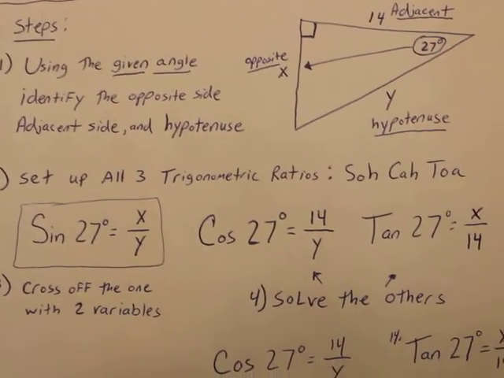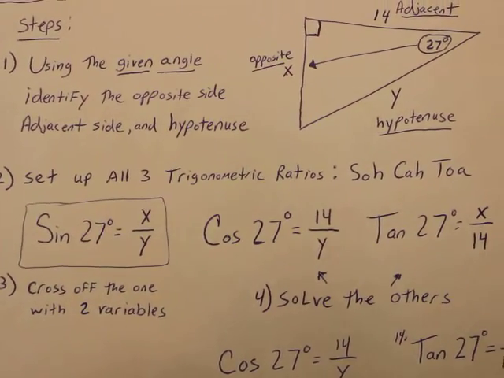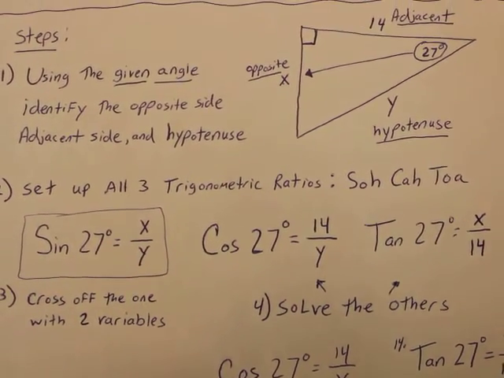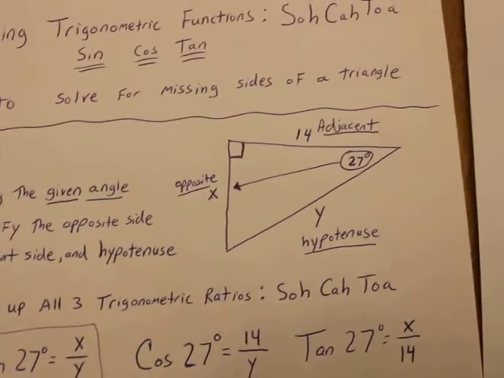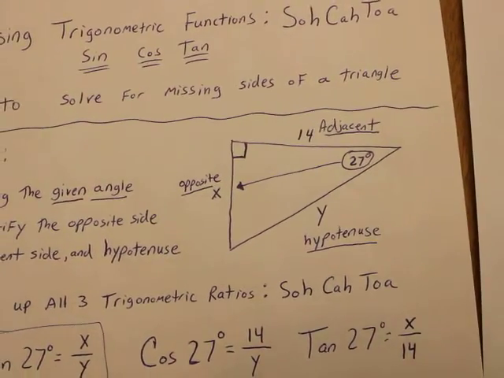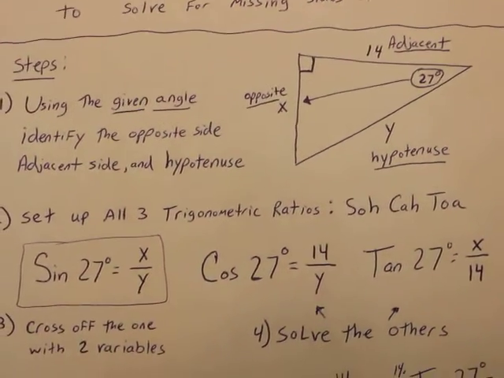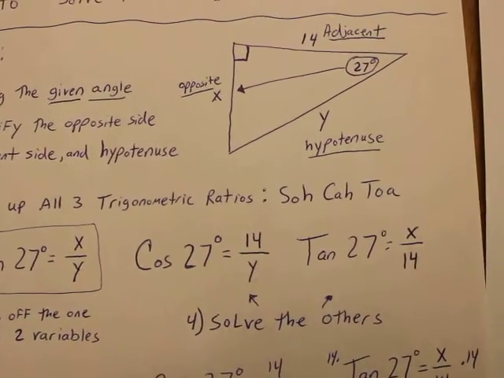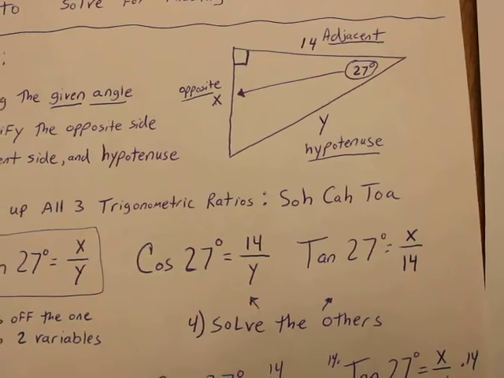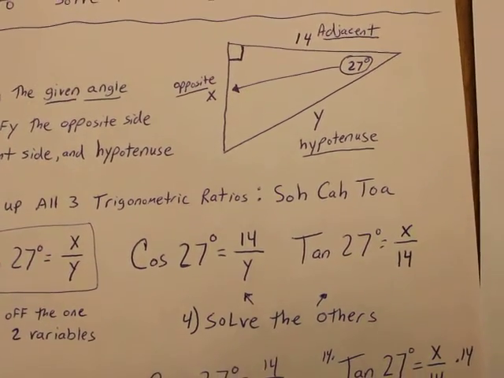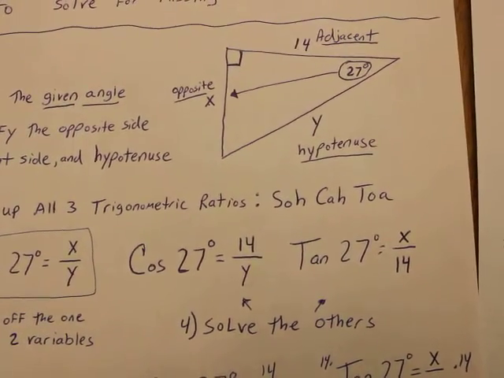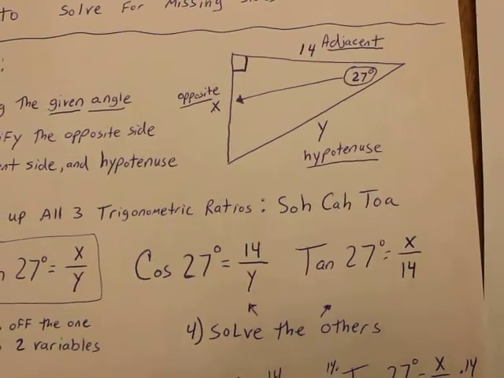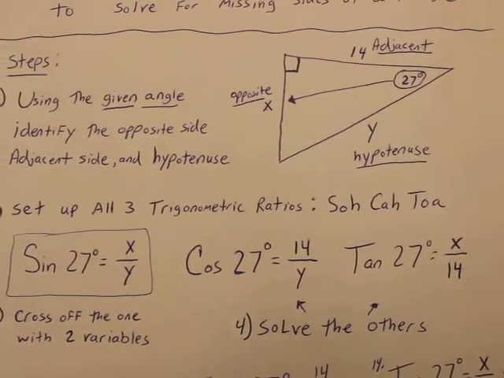Then you're going to set up the cosine trig function. The cosine of the given angle is equal to the side adjacent, which is the 14 side, over the hypotenuse, which is y. And then the tangent function of 27 degrees is equal to the side opposite, which is x, over the adjacent side, which is 14. So we set up all three trig ratios.